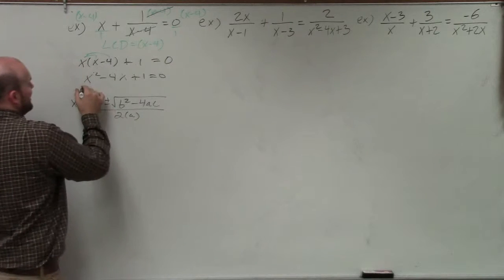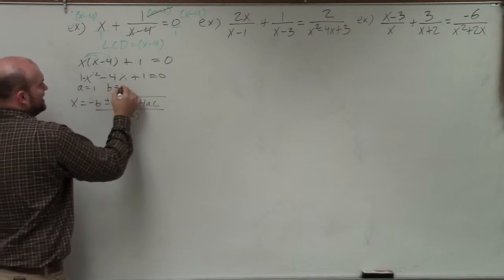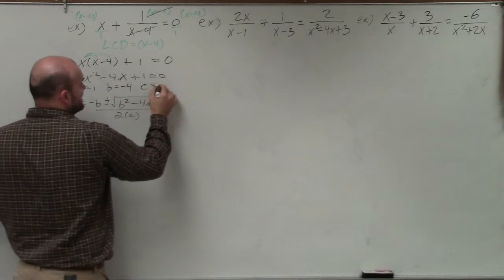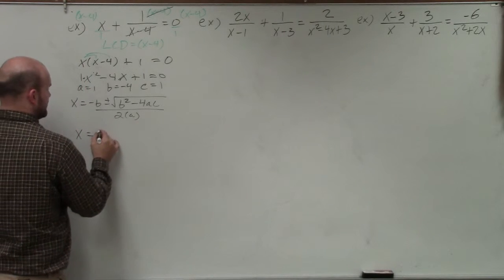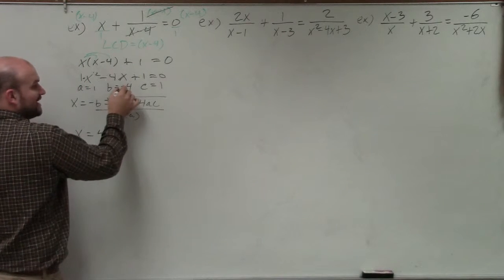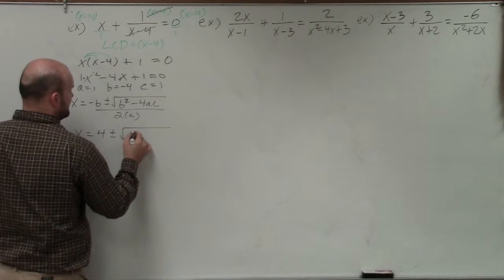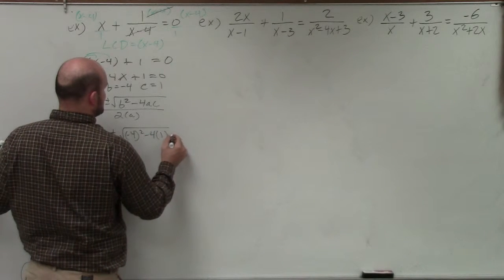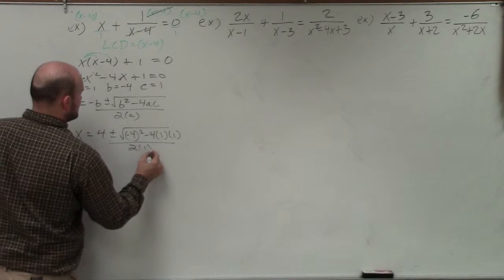Now remember, a in this case is 1, which is your coefficient of x squared. B in this case is negative 4, coefficient of your linear term. And c in this case is going to be 1. So now I'm just going to plug in those values. So I have opposite of b, opposite of negative 4 is positive 4, plus or minus the square root of negative 4 squared minus 4 times a times c, all divided by 2 times 1.